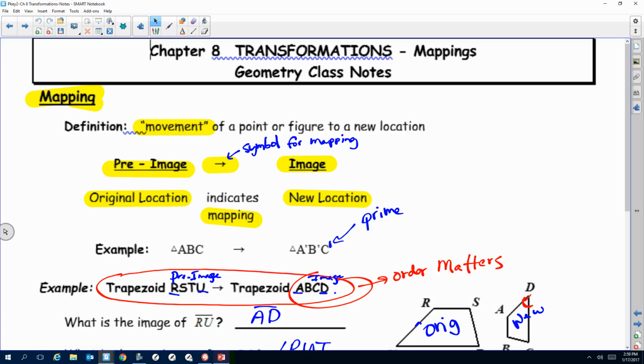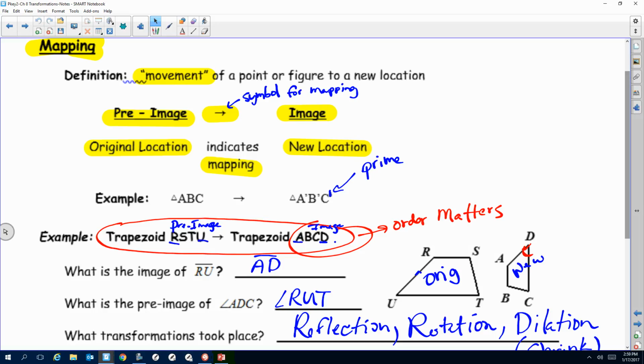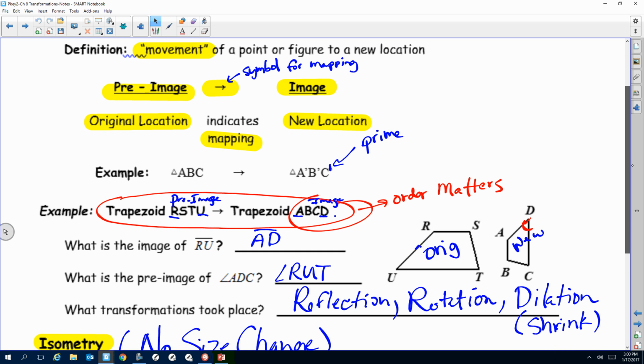or assessed on transformations. Okay, so basically we're looking at a mapping, some type of movement. If you see the arrow symbol, that means there's some type of movement, some type of change from the pre-image and the image. Your pre-image is your original figure. Okay, your image is the new one. We talked about prime, the symbol to represent the image.